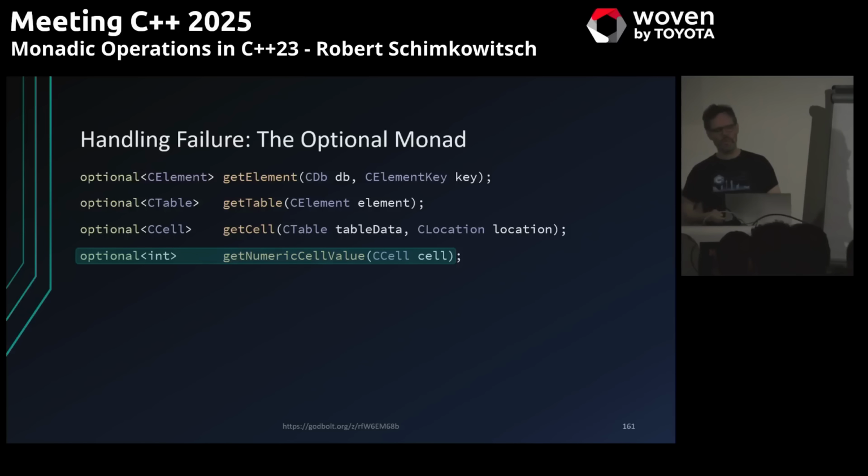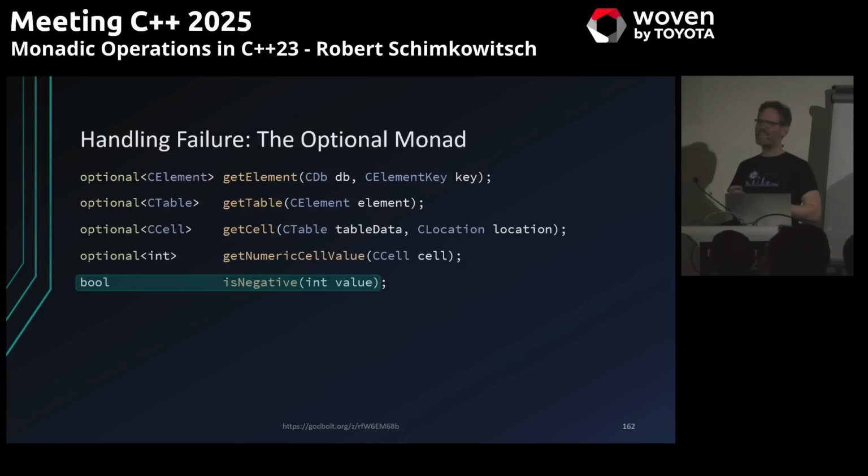And for the sake of completeness, I added another function, isNegative, which of course is not strictly necessary, could be a tiny lambda. But the interesting part is it does not return an optional. And the reason is because this function itself does not fail. So we just return bool.